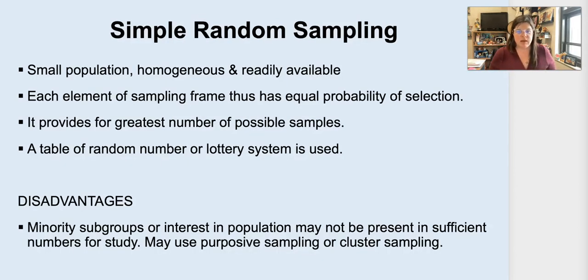With simple random sampling, this is going to be a small population, it's going to be homogeneous, looking the same across, and it's going to be readily available. So this could be, like I said, me going into our department. Each element of the sampling frame has equal probability of selection, or volunteers. It gives the greatest number of possible samples. However, we sometimes see that minority subgroups of interest may not be part of it. Like I said, if I was to sample here, I'm going to get a lot of ES or HS, but not a lot of business administration or education.